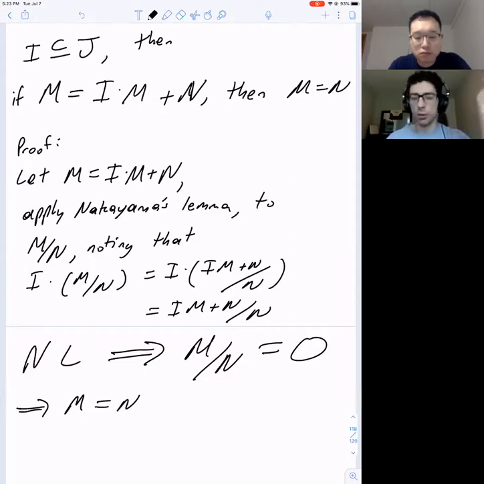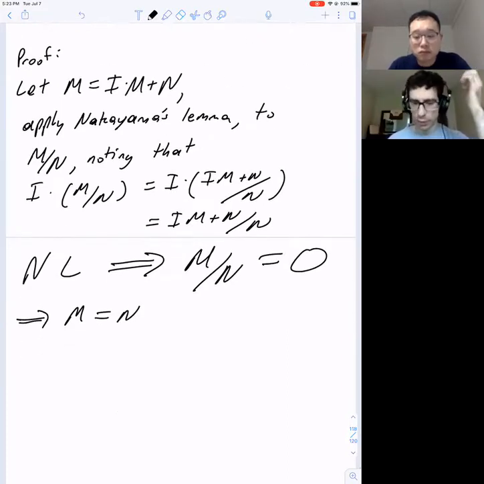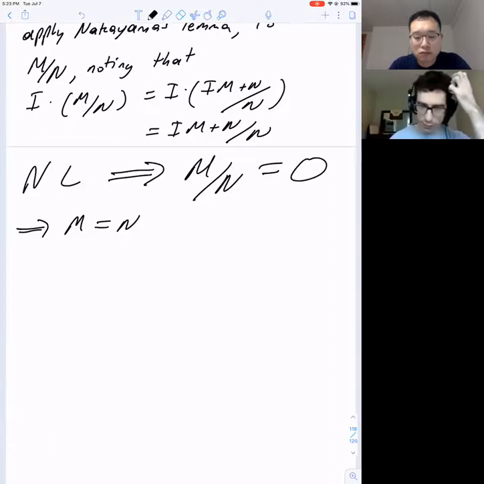Okay, so usually this corollary is used a lot more than the general statement of Nakayama's lemma. But of course, knowing the general statement is also very important. Okay, so let's review one more thing about tensor products, and then we can just start doing some questions.